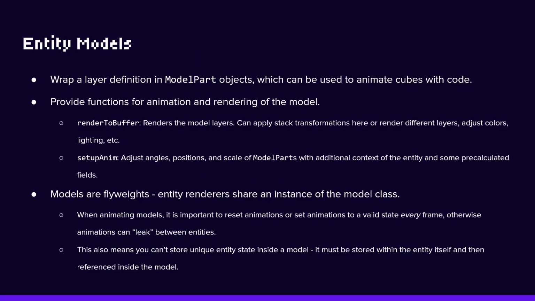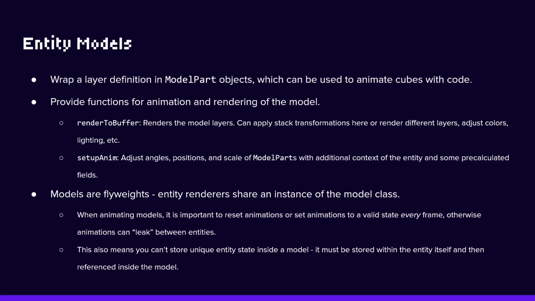So then you have the concept of an entity model. These basically wrap layer definitions in a more customizable format. A layer definition describes a static model that can be rendered once or multiple times. A model adds the ability to animate them and mix them and do whatever you want with them. So they have things called model parts in them, which are cubes. It's the same thing as the cubes from the layer definition, but they're animatable, meaning you can change their rotation, size, that sort of thing.